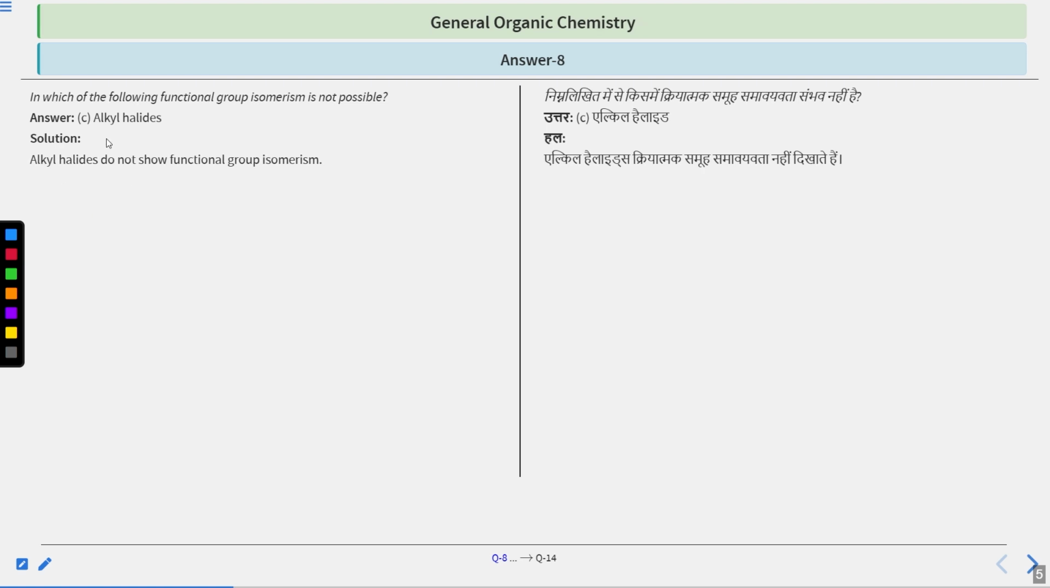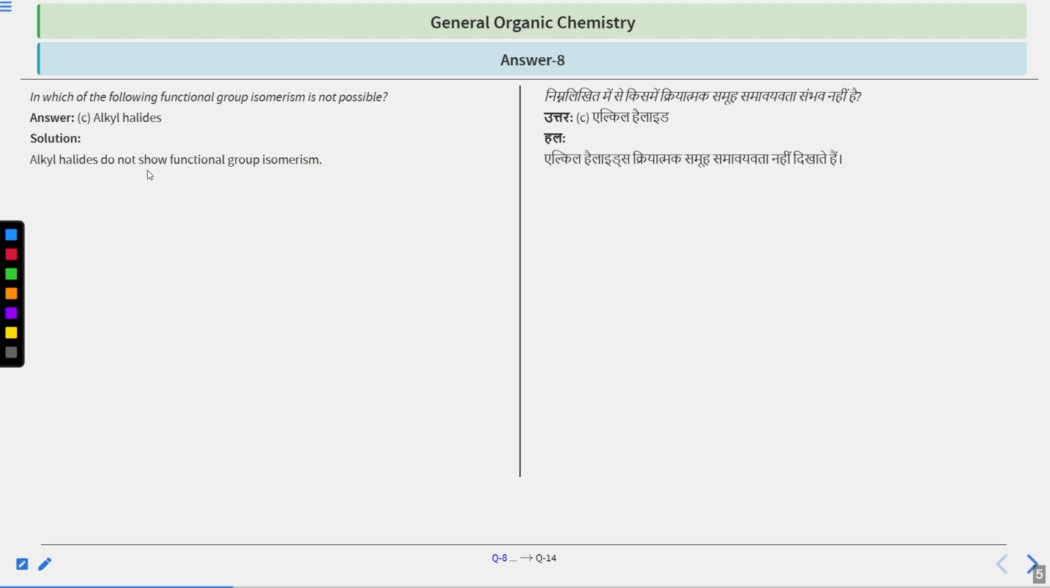Let's see. The correct answer is option C, that is alkyl halides. Alkyl halides do not show functional group isomerism. This is the concept we use to answer this question. Halides stands for halogen, right? The halogen group is group 17: fluorine, bromine, chlorine, iodine. All these elements are halogens. When they combine with an alkyl group, like methyl bromide or methyl iodide, that is known as alkyl halides. So alkyl halides do not show functional group isomerism, and thus option C is the correct answer.